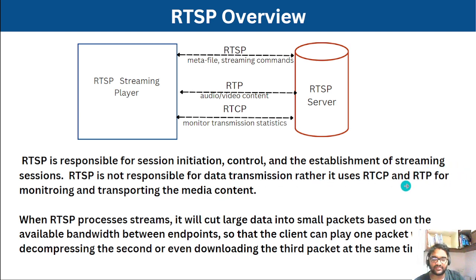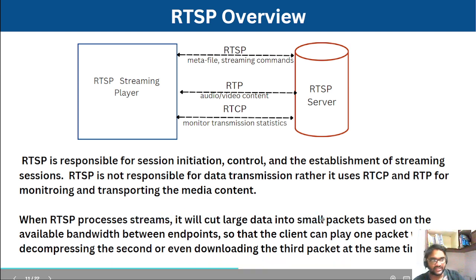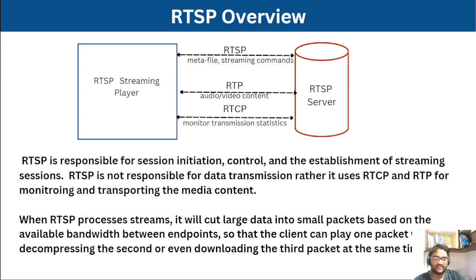help of RTP only. Okay, when the RTSP process stream starts, it will cut the large data into small packets based on the available bandwidth between endpoints, so that the client can play one packet while it is decompressing the second or even downloading a third packet at the same time.